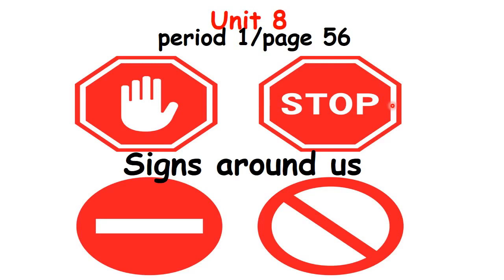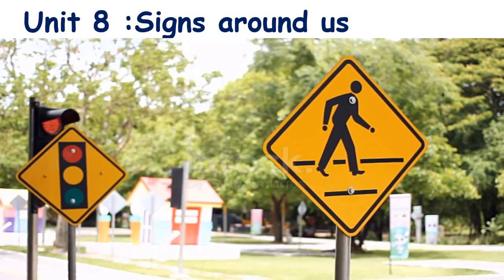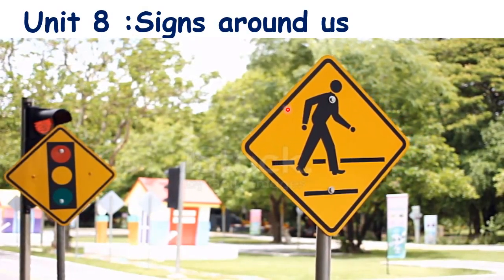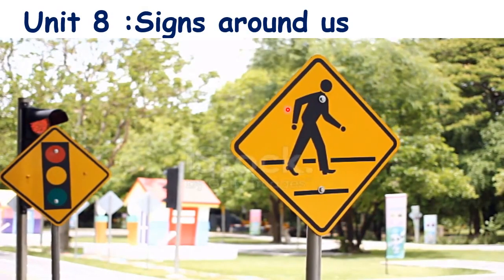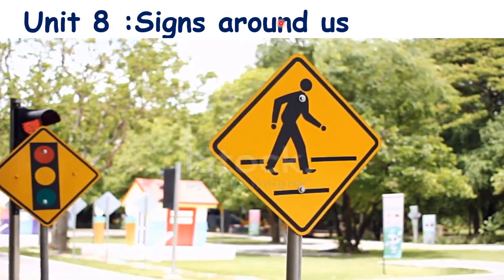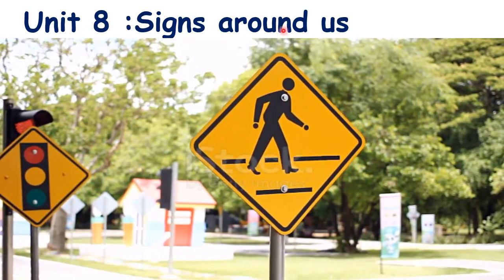Dear students, I hope you are all doing well and welcome back to a new lesson. Today, inshallah, we're going to start Unit 8, which is Signs Around Us. Unit 8, Signs Around Us means الإشارات من حولنا. Signs, as you see here, we have two signs. Around us, يعني من حولنا. Signs around us.